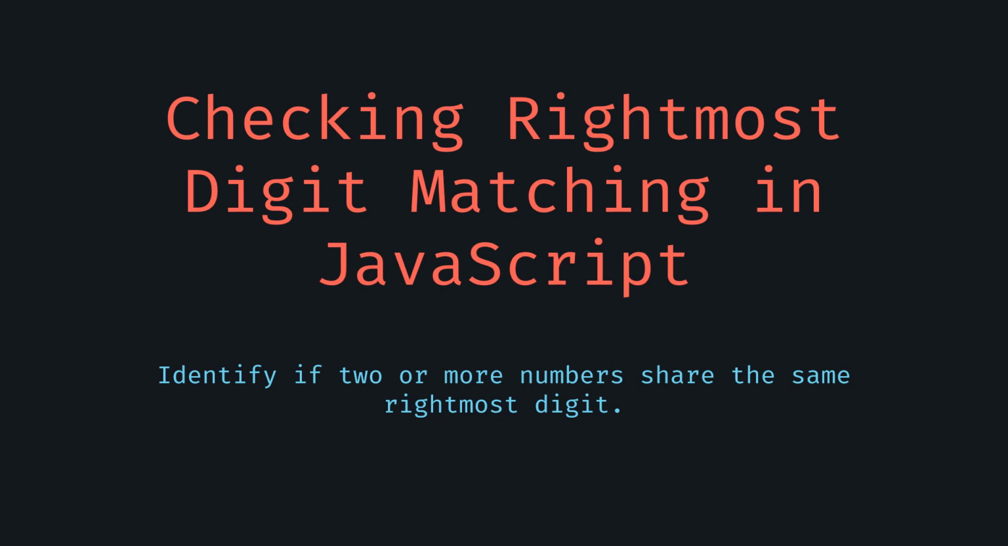Hi everyone, in this video we'll create a JavaScript program that checks whether two or all three of the given set of numbers have the same rightmost digit. Let's get started.